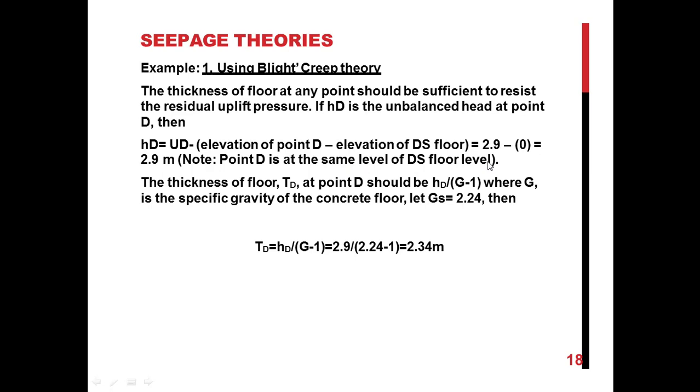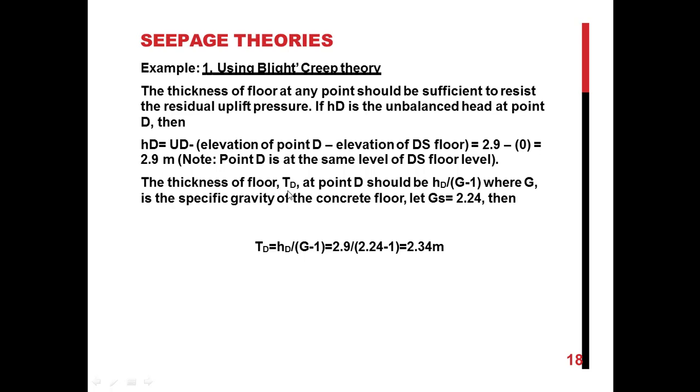So this means that the head at point D is equal to the uplift pressure at point D minus elevation of point D minus elevation of the downstream floor. Since point D is at the same level as the downstream floor, the elevation of point D minus elevation of the downstream floor is equal to 0. So the total head at point D is equal to 2.9 meter.